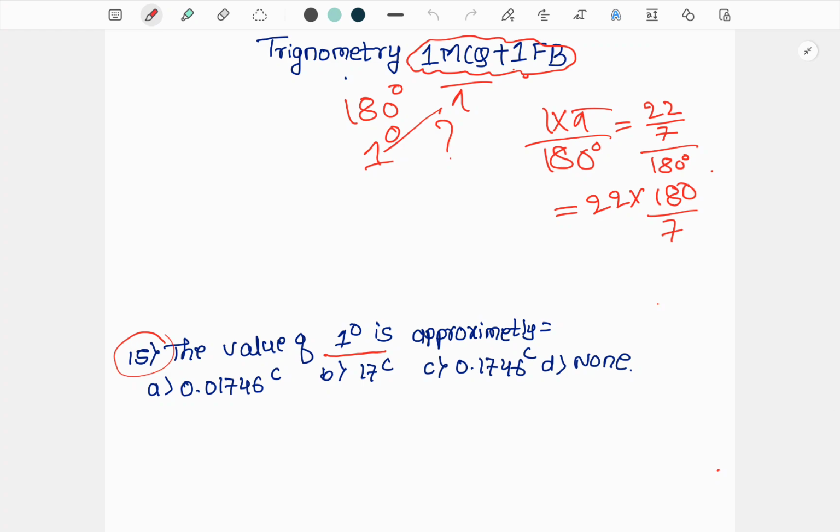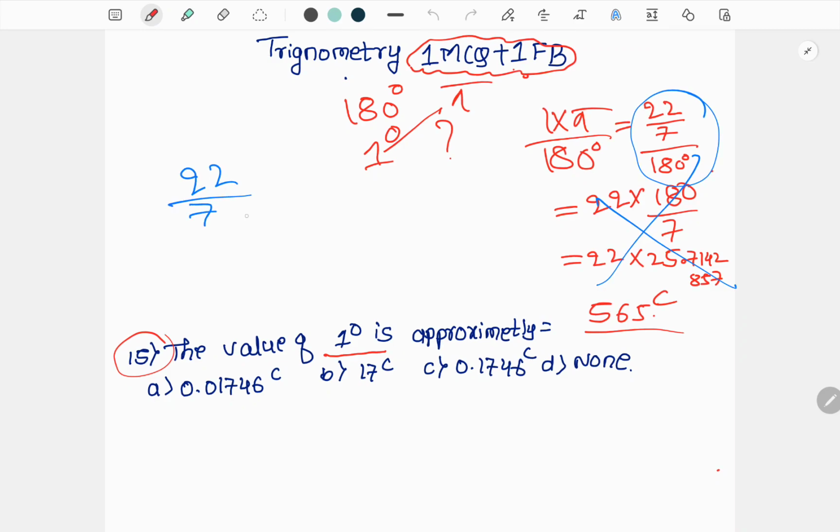180 by 7 means 22 into 25.7142857 you will get. So for this, if you multiply with 22, you will get a big value, 565 point something. But students, look properly. Here I have made a calculation mistake. See, after this what?